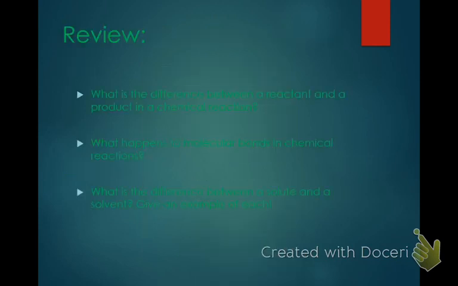Okay? So I would like you to, in your notes, take a moment and think about what is the difference between a reactant and a product in a chemical reaction. What happens to molecular bonds in chemical reactions, and what is the difference between a solute and solvent? And give a different example. Give a different example of the one that I gave you in the notes. So go ahead and pause the video, and you can answer those and play again when you're ready to move on.